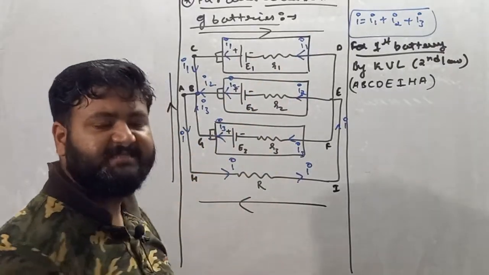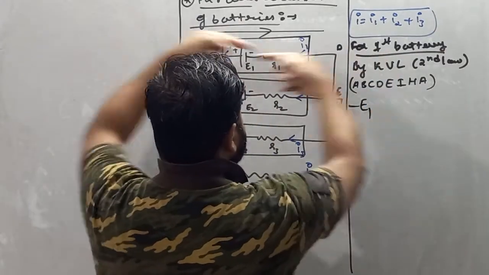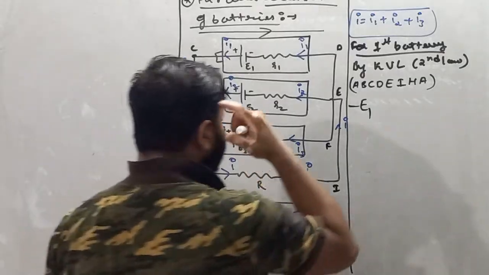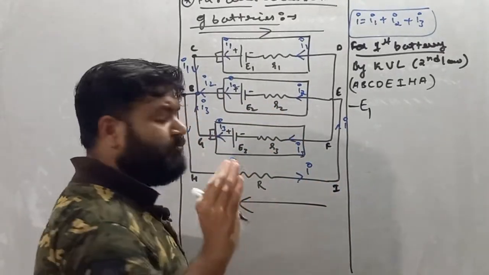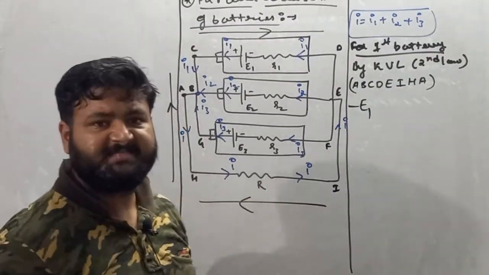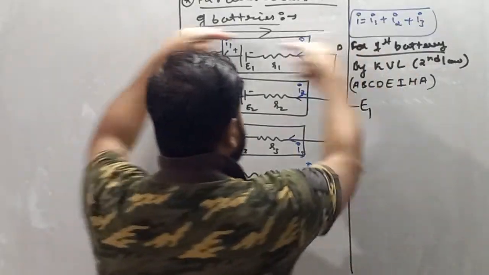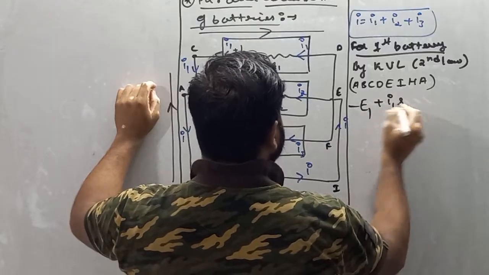So my potential is decreasing. So I'll write minus E1. Now see, the direction of current and my direction is opposite. So, my dear student, if moving in the same direction as the current, we can write minus IR. Moving opposite to the direction of current, we can write plus IR. So here we'll write plus I1 R1.